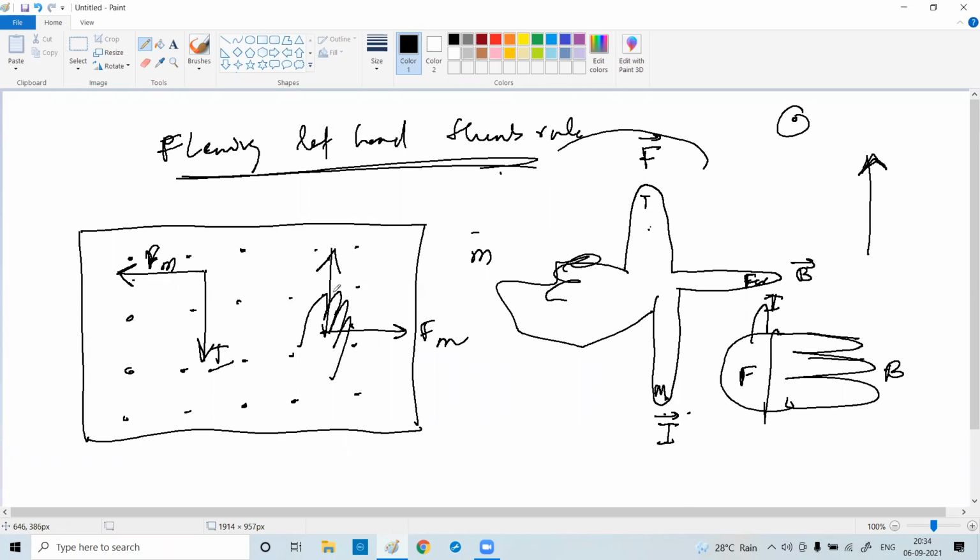So Fleming's left-hand rule is very, very important from the exam point of view. Any method you use, use one method. Don't use multiple methods, otherwise you'll get confused. Clear? Yes, sir. Okay.